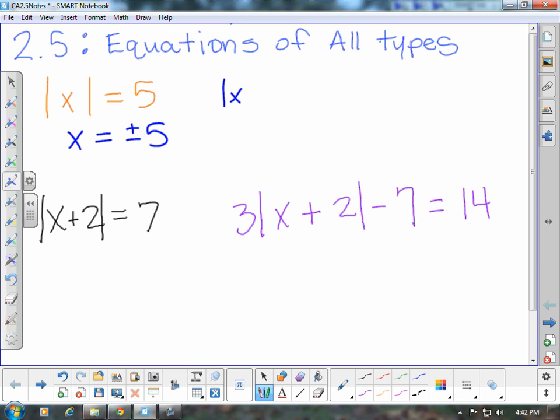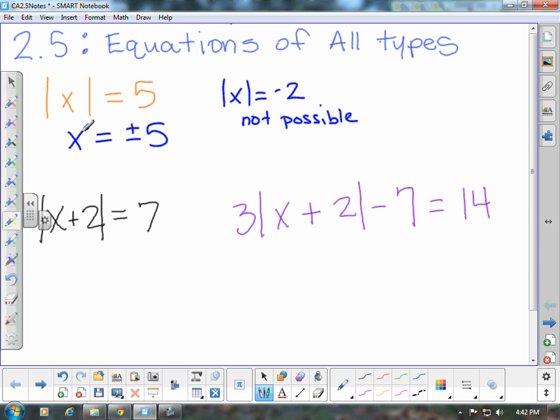Now, if you had something like the absolute value of x equals a negative 2, that is not possible because you can never take an absolute value and get a negative number. So in an instance like this, when you get to that point and get rid of the absolute values, if this number over here is negative, then you would just stop and say not possible.